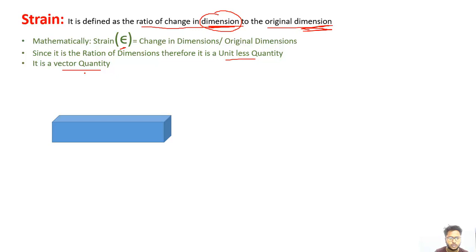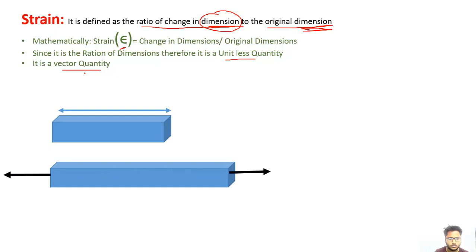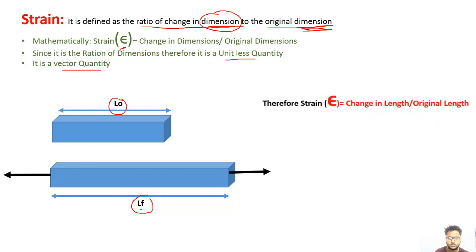So we are going to see what strain is here. This is the material which is under a load in the leftward direction and an equal load in the right direction, along the length, which is responsible for the change in length of the material. We can see the length is increased. The initial length is LO and the final length is LF. Original length is LO, final length is LF. So what is the strain here? The strain is change in length to the original length, because we are going to consider the strain in the L direction only.